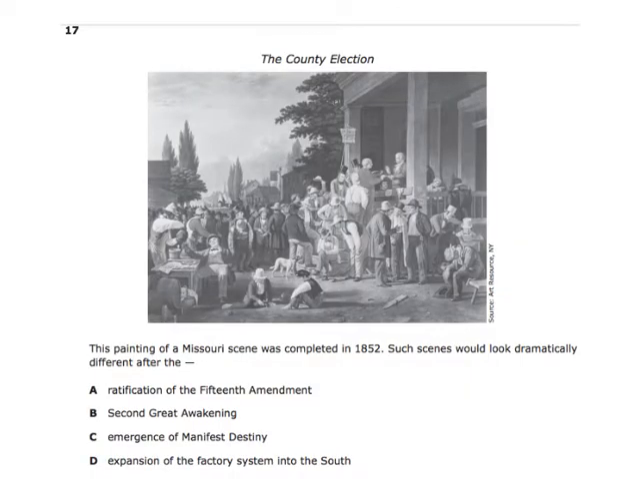The County Election. This painting of a Missouri scene was completed in 1852. Such scenes would look dramatically different after the ratification of the 15th Amendment. So this one's kind of hard. But let's look. It's talking about an election.